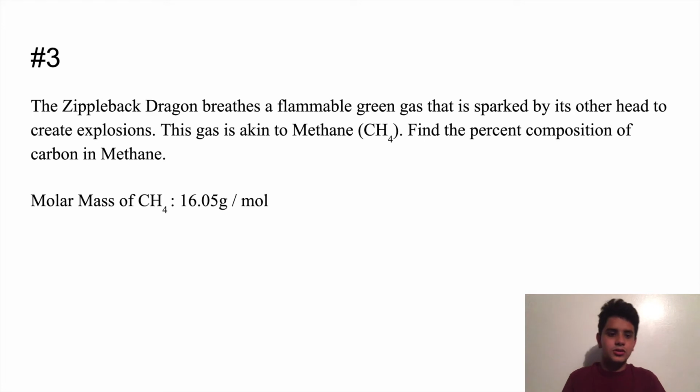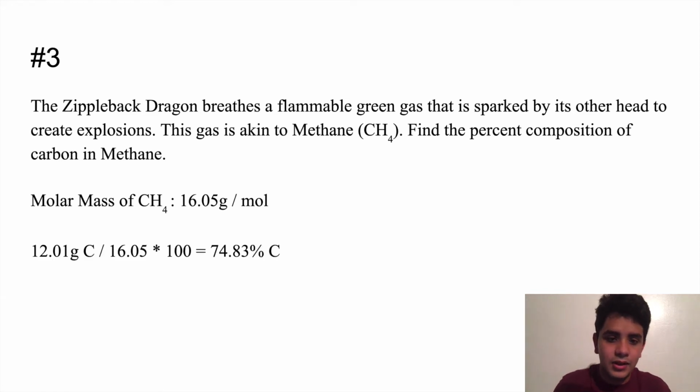So the first thing we're going to do is find your molar mass of methane. You use your periodic table and add up all the molar masses, and it gives you that the molar mass of methane is 16.05 grams per mole. The second thing you're going to do is find the percent of carbon in methane. You take 12.01 grams of carbon and divide that by 16.05, which is the molar mass of methane, and multiply that by 100, which will give you 74.83% carbon in methane.